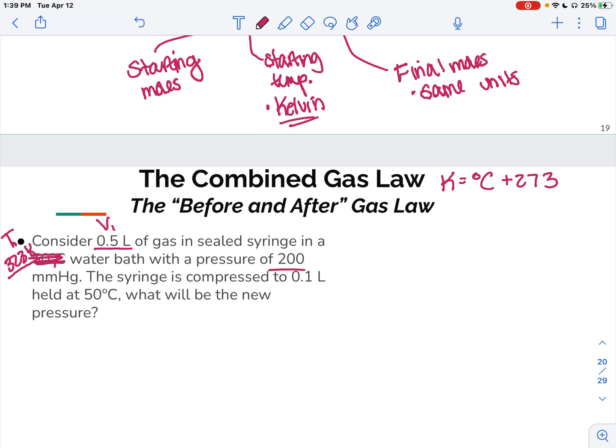Then we have a pressure of 200 mmHg. That's P1. So now we're going to have our new volume, V2. We have a new temperature, but it's actually the same temperature, 323 Kelvin, T2. And what will the new pressure be? So let's take a look at our combined gas law.